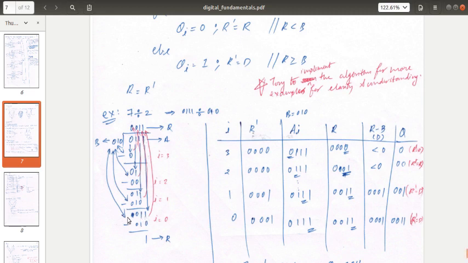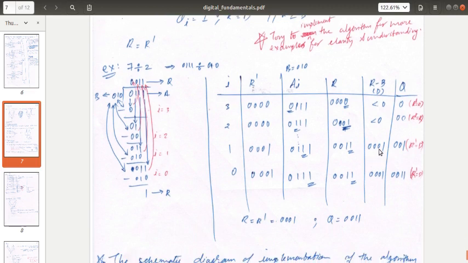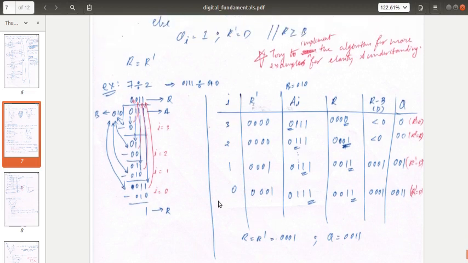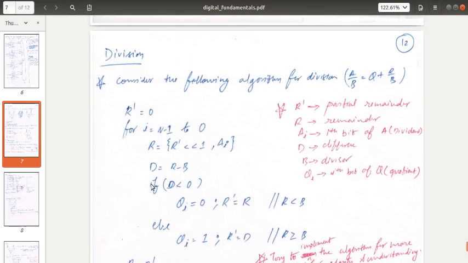Again what do we do? We compare it with this one, B. Again, as in the last case, it is greater than B. So Qi is equal to 1 and R bar equal to the difference, that is 0 1 1 minus 0 1 0, that is 1, right? Now I equal to 0. This loop was for I equal to n minus 1 to 0.